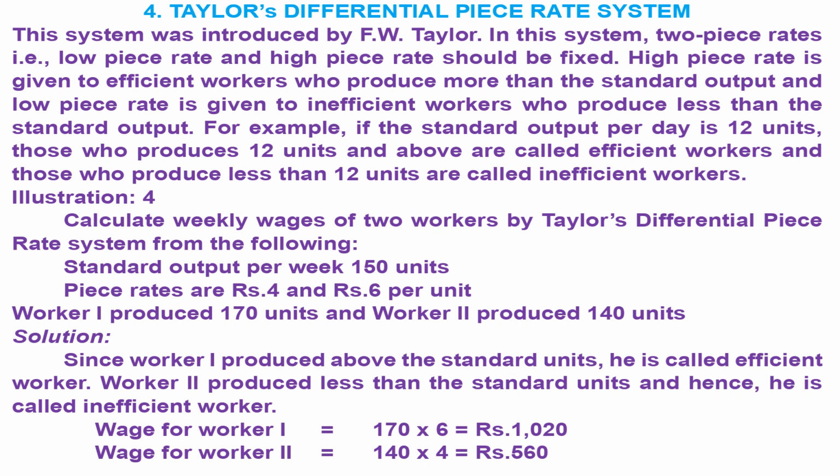Illustration 4. Calculate weekly wages of 2 workers by Taylor's differential piece rate system from the following. Standard output per week 150 units. Piece rates are 4 rupees and 6 rupees per unit. Worker 1 produced 170 units and worker 2 produced 140 units. Solution. Since worker 1 produced above the standard units, he is called efficient worker. Worker 2 produced less than the standard units and hence, he is called inefficient worker. Wage for worker 1 equals 170 into 6 equals 1020 rupees. Wage for worker 2 equals 140 into 4 equals 560 rupees.